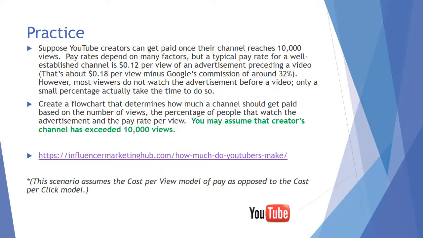The trouble is that most people don't watch the advertisements before a video, and only a small percentage actually do. So I'd like you to create a flowchart that determines how much a channel creator should get paid based on the number of views of their video, the percentage of those viewers who actually watch the advertisement before the video, and the pay rate per view. You can, for this example, assume that somebody has already exceeded the 10,000 view threshold to get paid. So that's a little bit tricky, but think about that and see if you can come up with that. We'll work through one solution when you unpause the video.